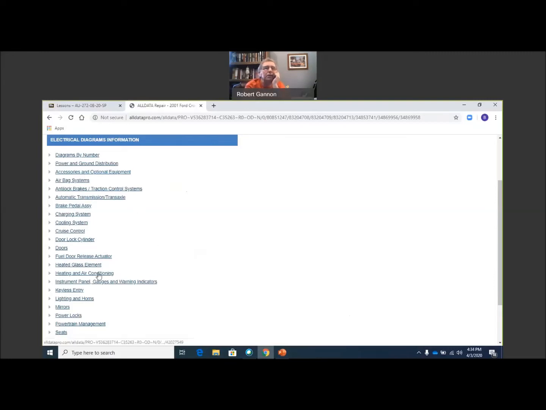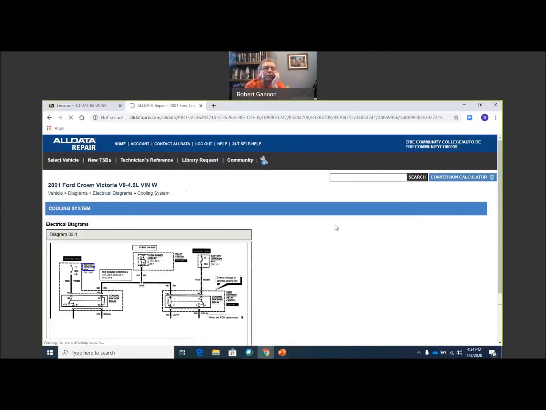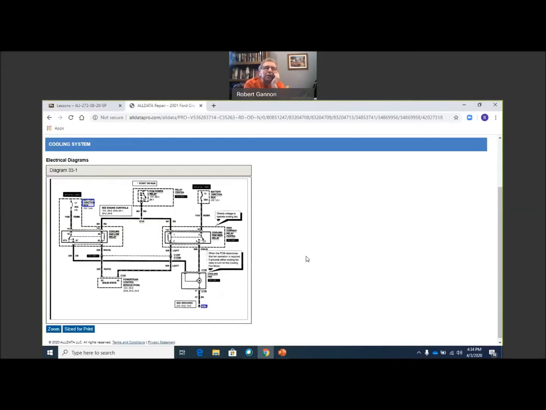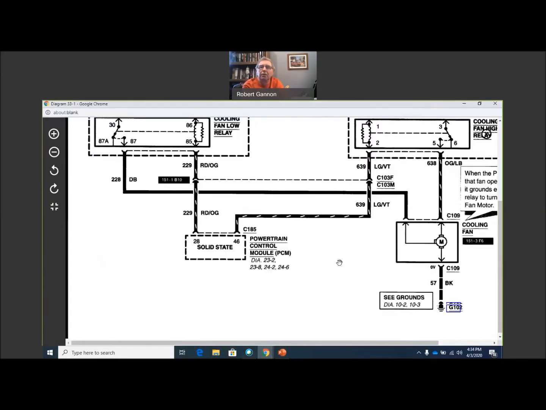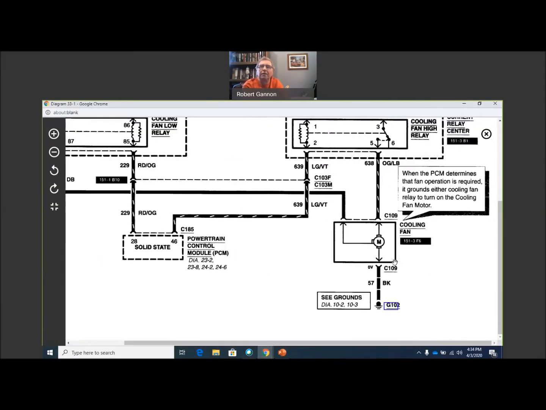Heating and air conditioning, cooling system. Here we go. So here's the diagram for the cooling fan. All right. So one thing I didn't bother getting into in the shop demo was this.